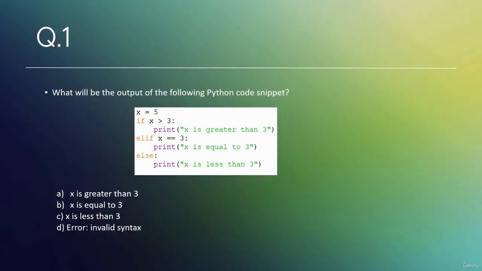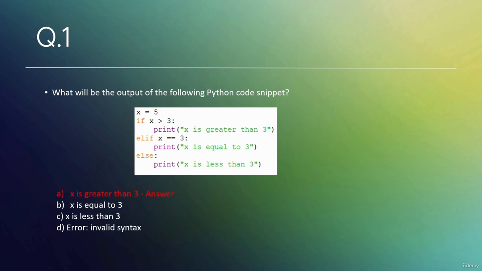First question. What will be the output of the following Python code snippet? So you have a code, it uses if-else statements. So you just need to see how the code progresses and how these are executed, and you will get the answer. So let's go over and see the answer. So the correct answer is A, x is greater than 3, because the first if condition is true. So that is the answer.